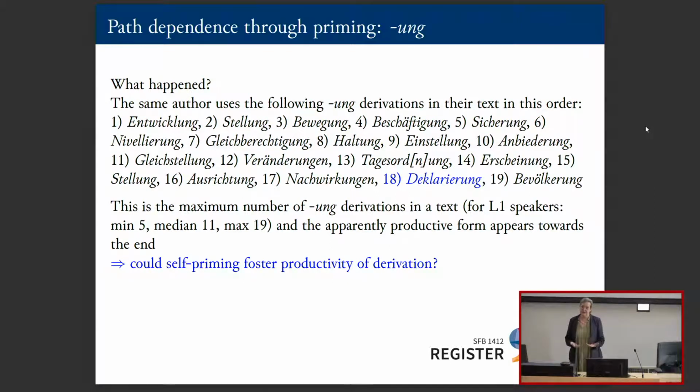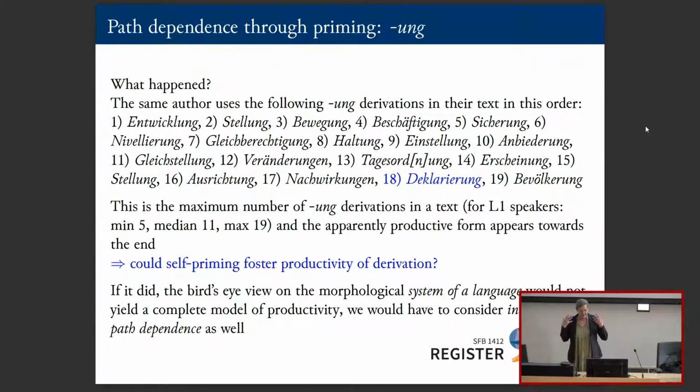So, could self-priming foster the productivity of a derivation? Is that something we need to look at? Again, we cannot just look at words as strings. We need to look into the words, and we need to understand that these words in our mental lexicon do something. And they can prime or self-prime in this case, because you're not talking to someone else, the next word. So that's also something that we need to consider.